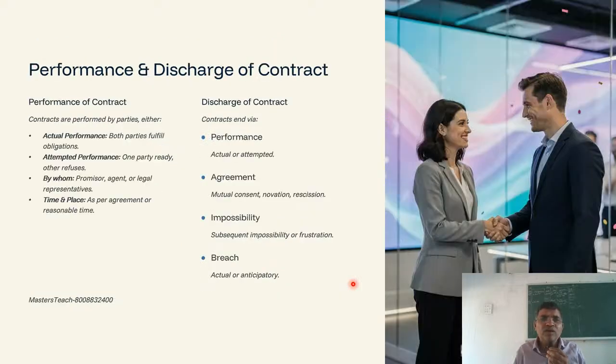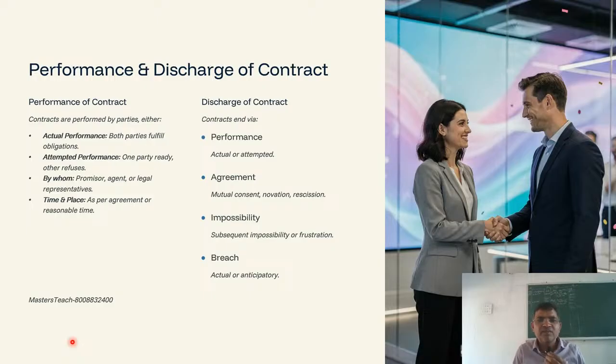Then we'll go to performance and discharge of contract. Performance of a contract means the contract is performed by the parties. Either actual performance, where both parties fulfill their obligations, or attempted performance, where one party is ready and the other refuses. Then by whom? The promisor, agent, or legal representative. Time and place as per the agreement, and a reasonable time and place should be mentioned.